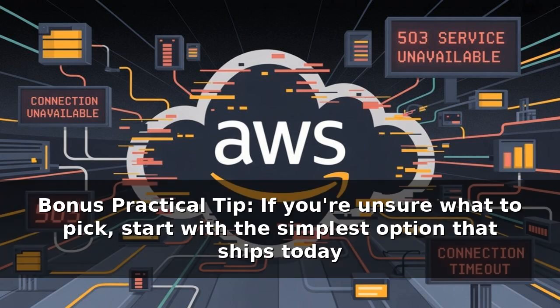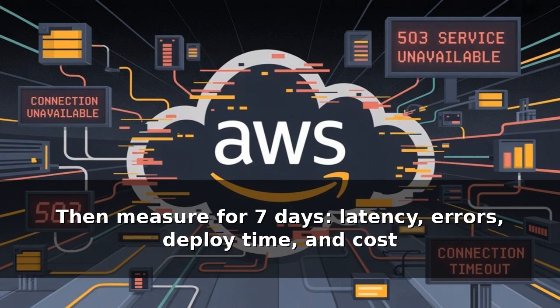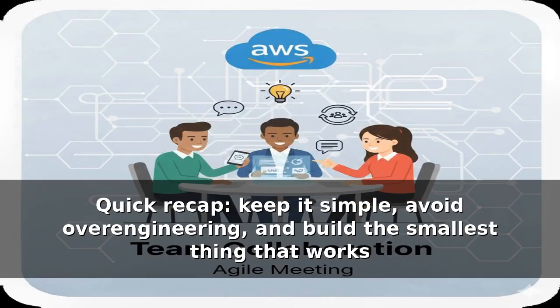Bonus practical tip: if you're unsure what to pick, start with the simplest option that ships today. Then measure for 7 days: latency, errors, deploy time, and cost. Only upgrade when metrics force the decision, not fear. Quick recap: keep it simple, avoid over-engineering, and build the smallest thing that works.